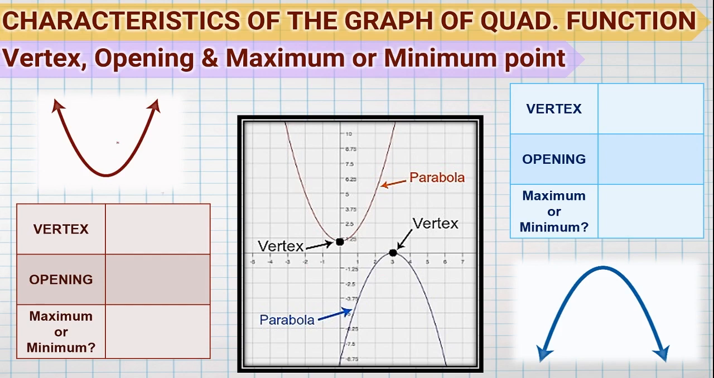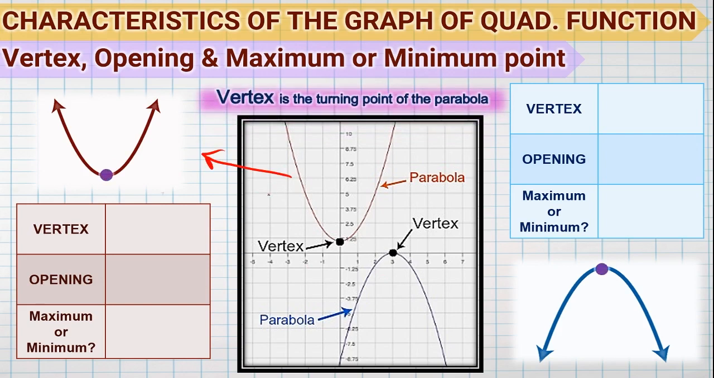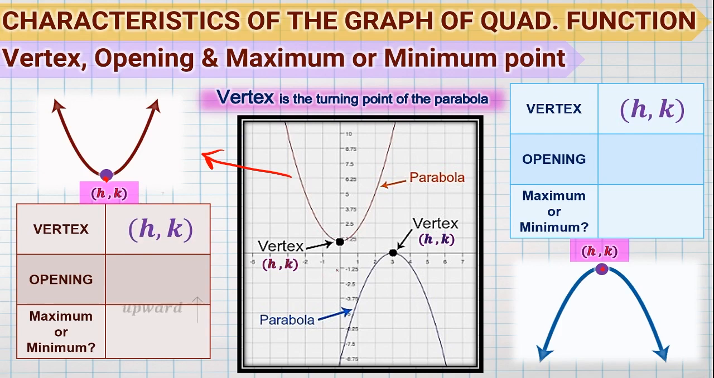On this first one, this parabola that opens upward, ito yon. Vertex is the turning point of the parabola. Therefore, this is the vertex. Ayan, ito siya dun sa dalawang parabola natin. Once again, it is defined by (h, k). At the same time, nandun siya dun sa graph natin. Our vertex will always be on the coordinate (h, k), where h is the value of x and k is the value of y of our vertex.